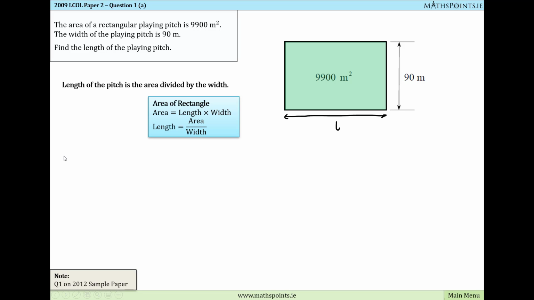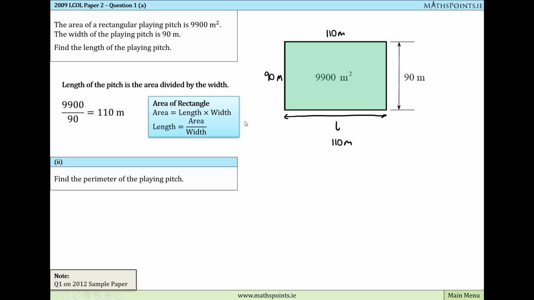The length then will be equal to 9,900, which is the area of the pitch, divided by 90, which is the width, and that gives us 110 meters. So here we have 110 meters. Obviously the opposite side is 110 meters, and this is obviously 90 meters. So it's always good just to update your diagram with any new information you're given, so that might help us solve the second part of the question.